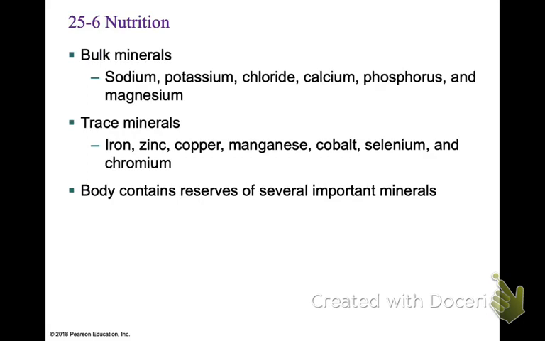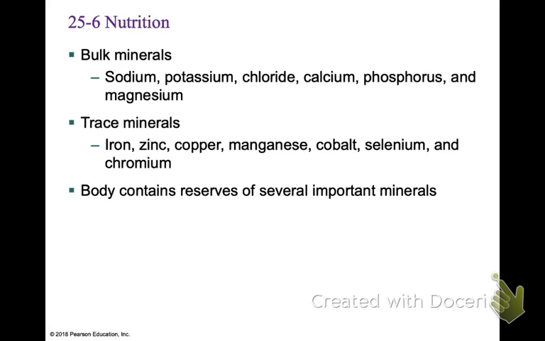So the bulk minerals, the ones you need in large amounts, because you metabolize them so much or you use them so much: sodium, potassium, chloride, and calcium. Phosphorus, which remember makes the phosphates, which are the P's of ATPs, and you need phosphate for DNA and RNA. And magnesium is usually used as a coenzyme, but you need a lot of it.